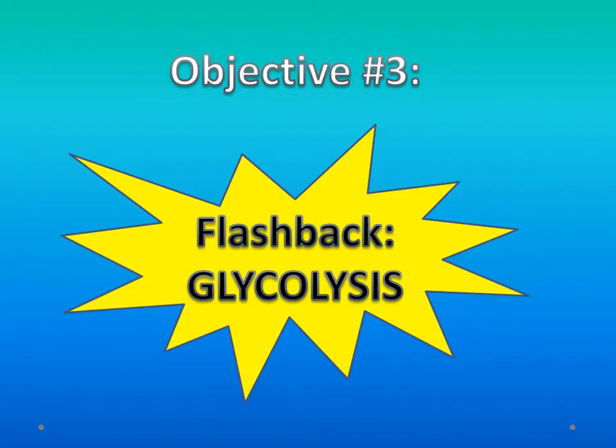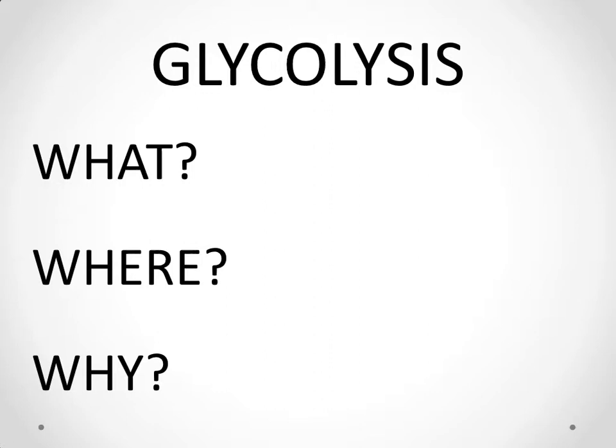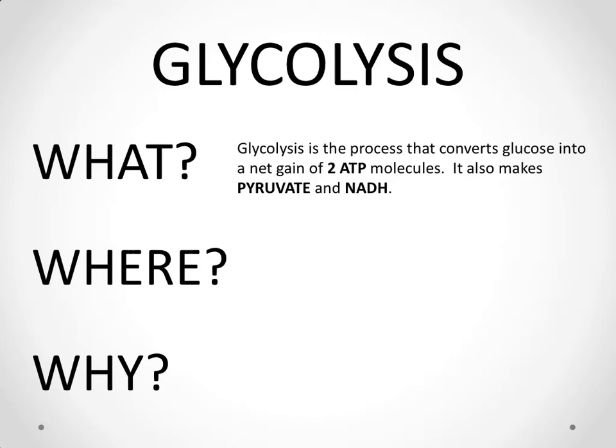All right, it's time to flash back to glycolysis. You should know 3 general things about glycolysis. What is it? Where does it happen? And why does it occur? Let's begin with what. Glycolysis is the process that converts glucose into a net gain of 2 ATP molecules. It also makes pyruvate and NADH.